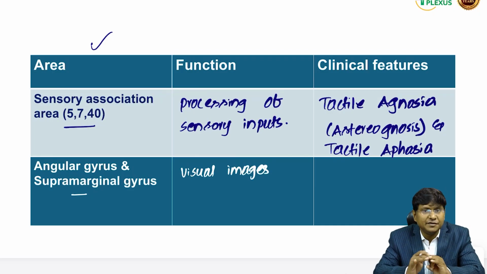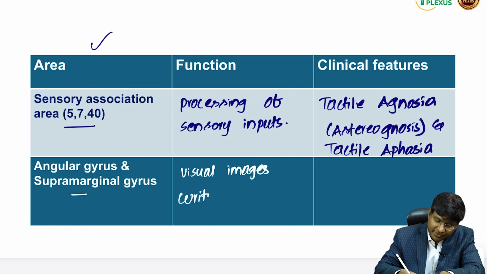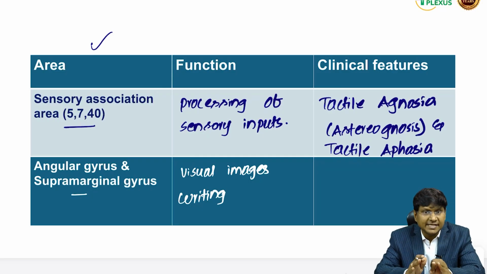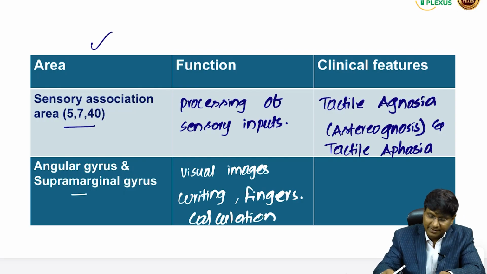Right, they store the visual images and recognize the object by sight. And this area is associated with writing. This area is associated with naming of the fingers. And this area is required for calculation. So that is the angular gyrus and supramarginal gyrus.